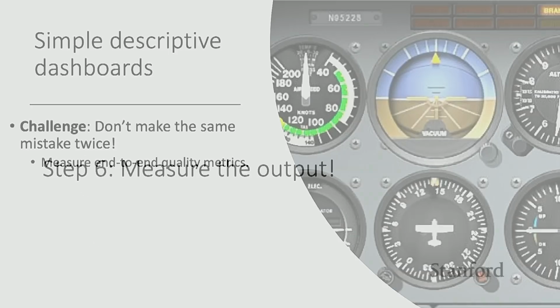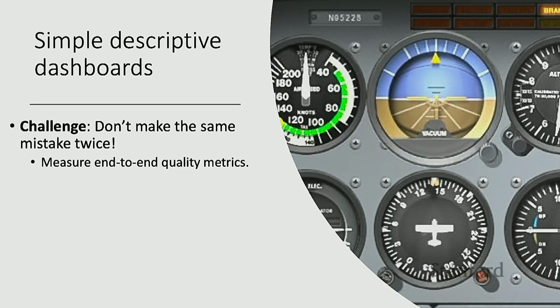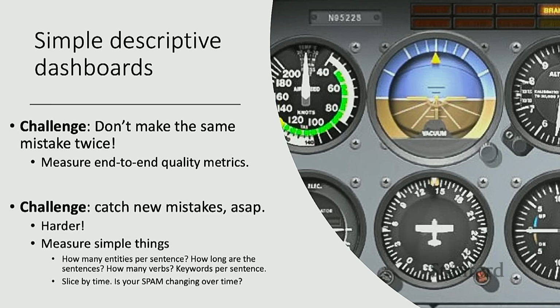And then step 6, you need to measure the output. You have to measure the output so that you don't make mistakes twice, and you want to catch new mistakes as soon as possible. You want to measure different things and simple things. For example, there are a bunch of quantities you care about here, and so on and so forth.